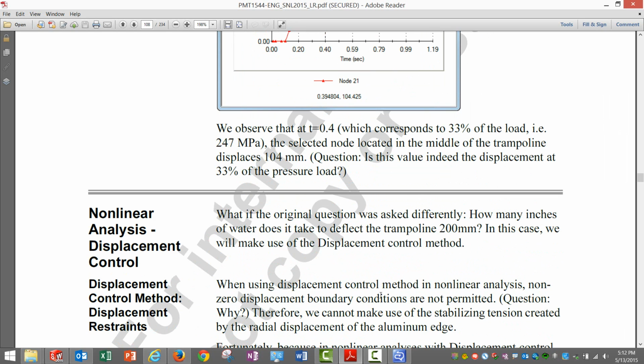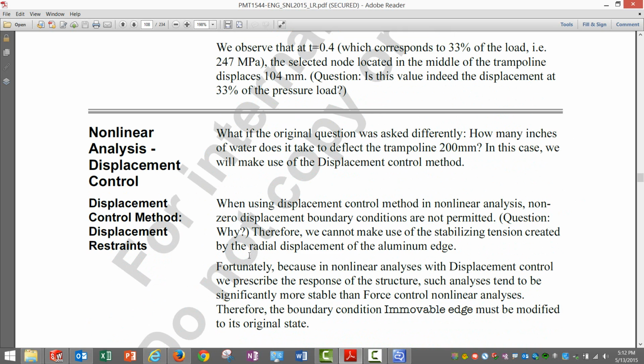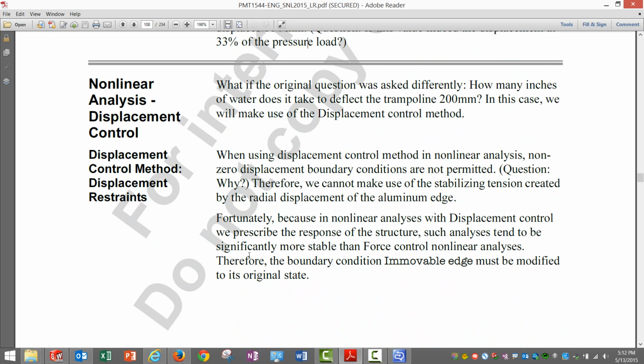Now the same question, wherein we knew the amount of force that is applied and we are trying to understand the displacement, is reverted. Or we are thinking about how much force would be required to deflect the trampoline by 200 millimeters. In this case, we are looking at the same nonlinear analysis, but using the displacement control method, and that's what we will see now, the way it is approached here.